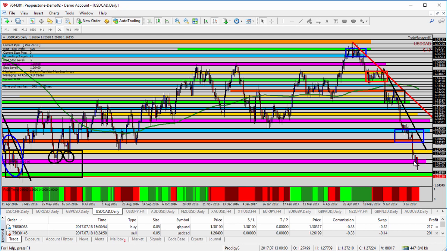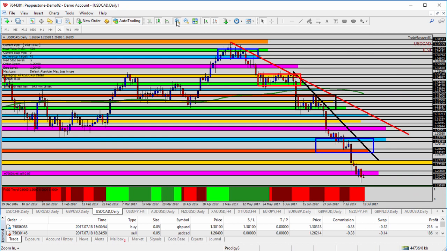We hesitated, we found congestion around the pink zone, never made it back to the yellow zone, but it did find that congestion around the pink zone like it did back here. And we see the breakout under the pink zone and the continuation to the green zone. So here we are today. Look at today's candle underneath the pink shaded area. So that's very important for us today.